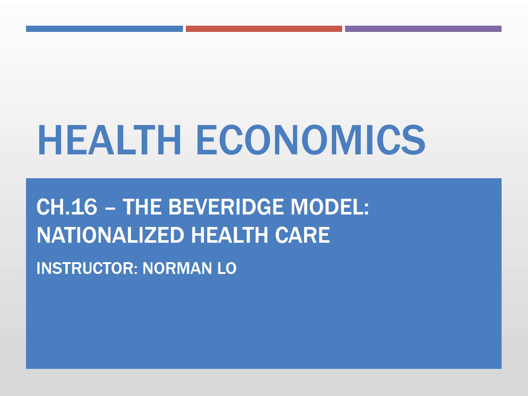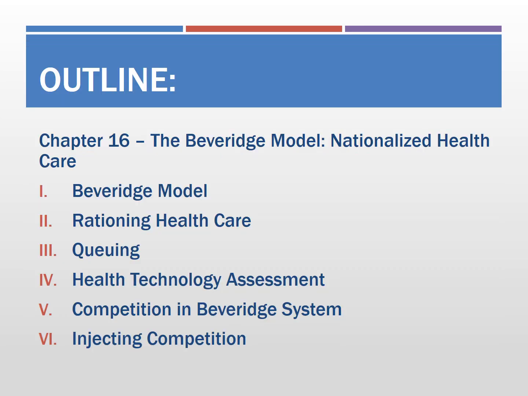Starting chapter 16, we are going to mainly focus on the three healthcare models that we study in different parts of the world. The first one we are going to study is the Beveridge model, which originated from the UK. In this chapter, we are going to first talk about the model, what the objectives and goals are, and also what the system looks like.